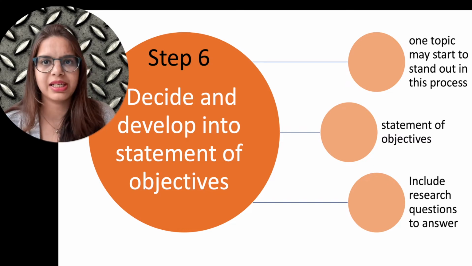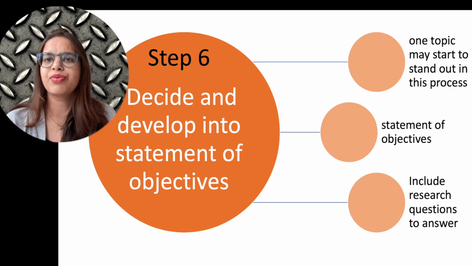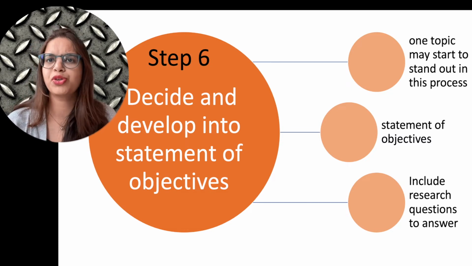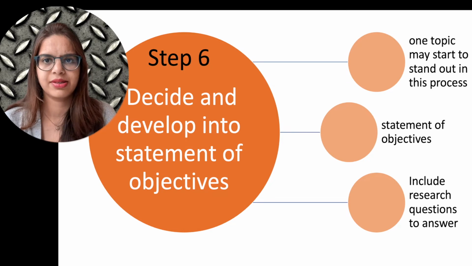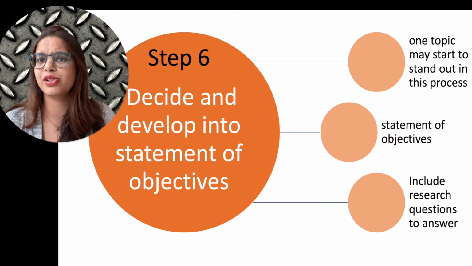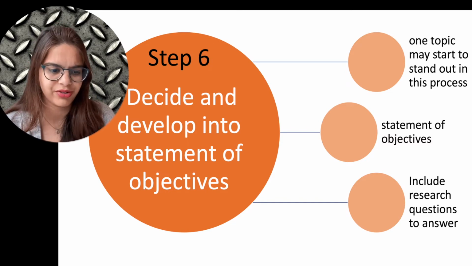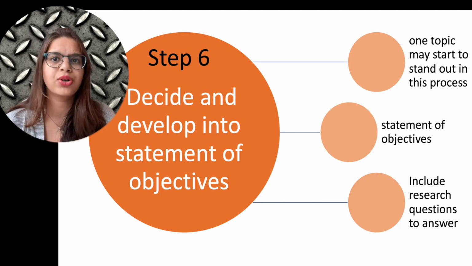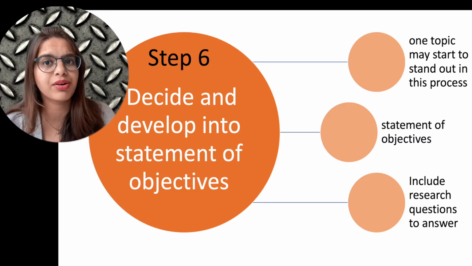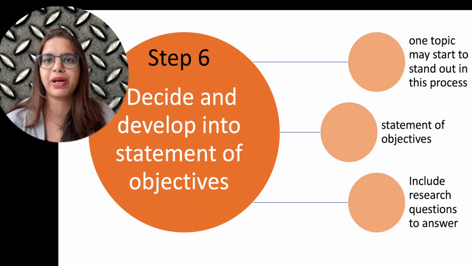Now in this entire process, once you arrive at this stage, you will be able to see one topic standing out in the entire list. One topic which you feel more comfortable with. You may be able to identify some research questions, some research gaps related to that research field. So try to write down the statement of objectives. Also try to include the research questions, what you are expecting or what you are trying to highlight in your research during your PhD. That's it, friends.